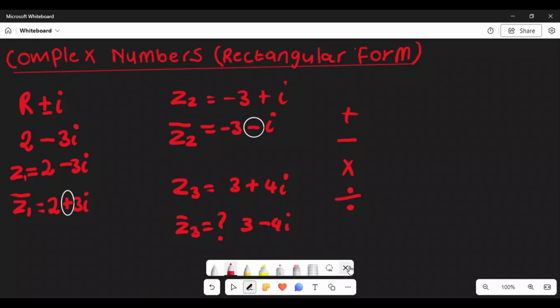I hope this helps you guys to understand the rectangular form, because this is only based on the rectangular form.